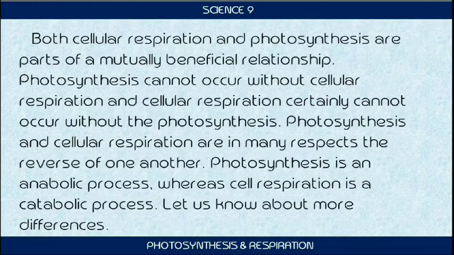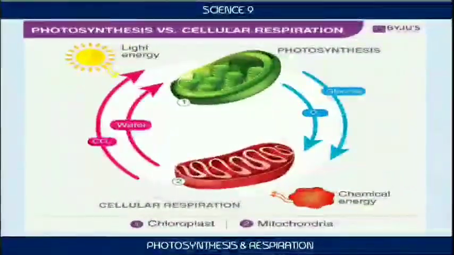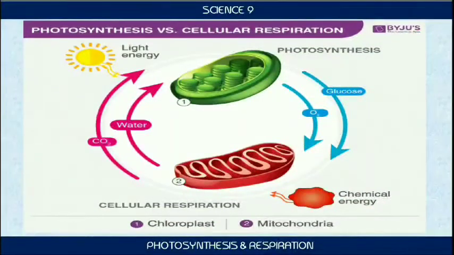Let us know more differences. If you're going to look at the picture, light energy has been processed in the chloroplast there, and it produces sugar. Then on the other hand, cellular respiration happens in the mitochondria, that is the red one. The chloroplast is the green, while the mitochondria is the red one.